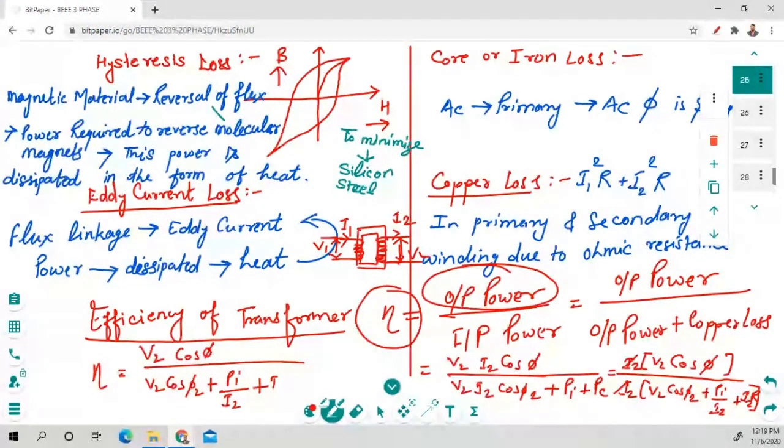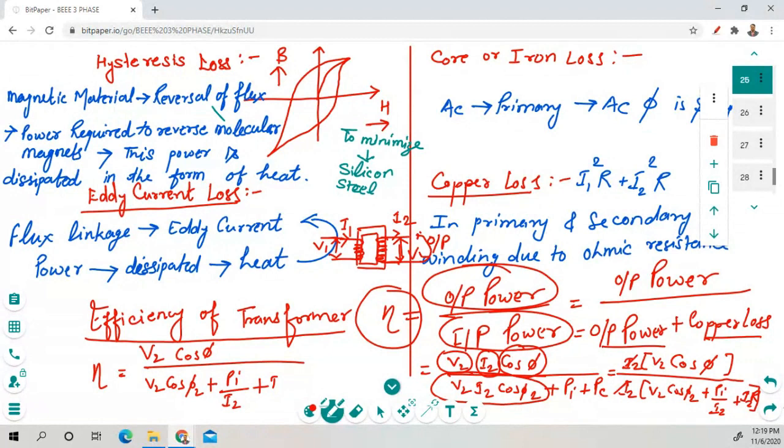Okay. So how to calculate this power? Power is V2 into I2 into cos of phi. So we have to calculate the output in the secondary side. In the secondary side, what is the voltage? Voltage is V2. What is the current? I2. And what is the angle right here? Cos of phi. Okay. So input power we have to calculate. How to calculate this input power? It is equal to output power plus copper losses. So output power is represented as it is, as we have represented in the numerator. And what is this copper loss? Copper loss is this one.